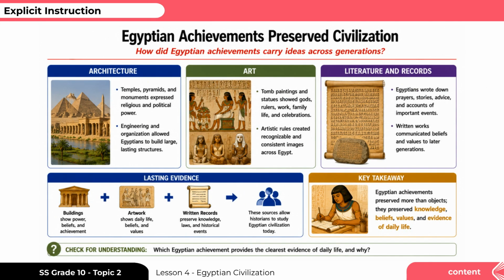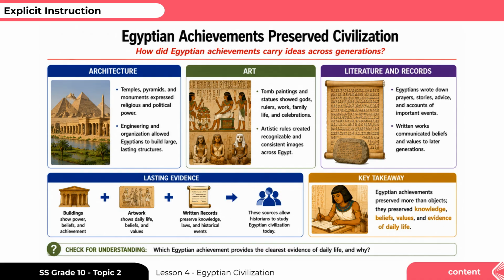Egyptian achievements did more than solve problems or display power. Architecture, art, and writing also preserved evidence. Temples, pyramids, and monuments expressed religious and political power and survived because of Egyptian engineering. Tomb paintings and statues showed gods, rulers, workers, family life, and celebrations. These images give historians visual evidence about Egyptian beliefs, values, and everyday life.